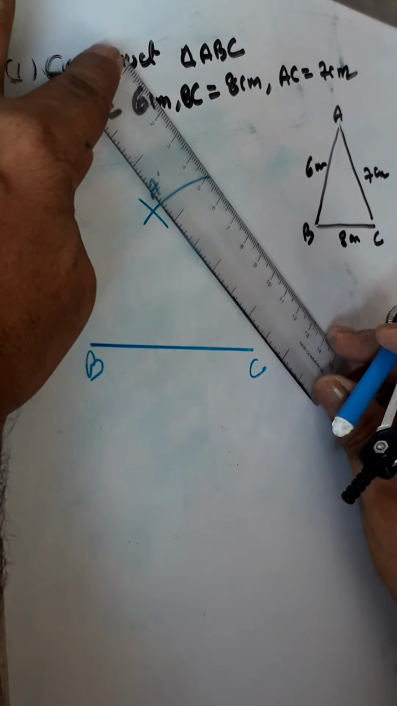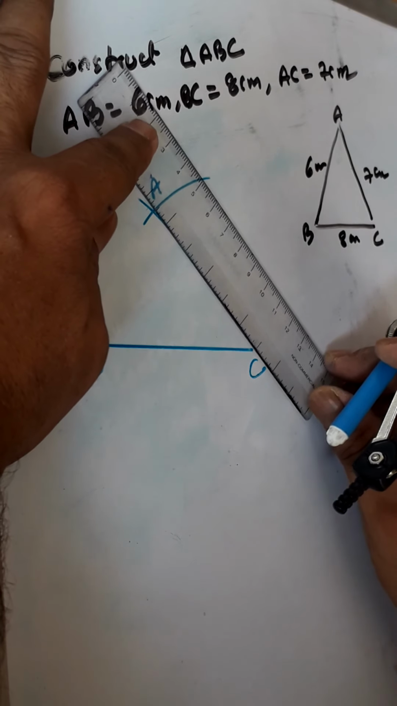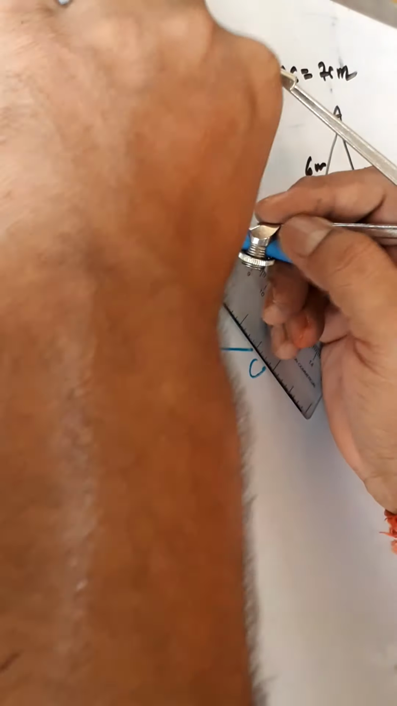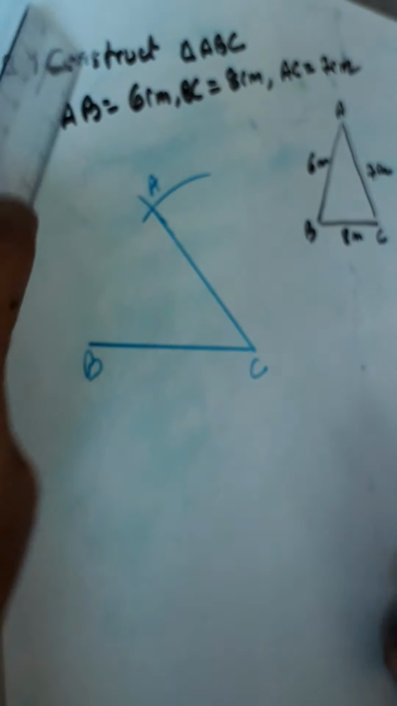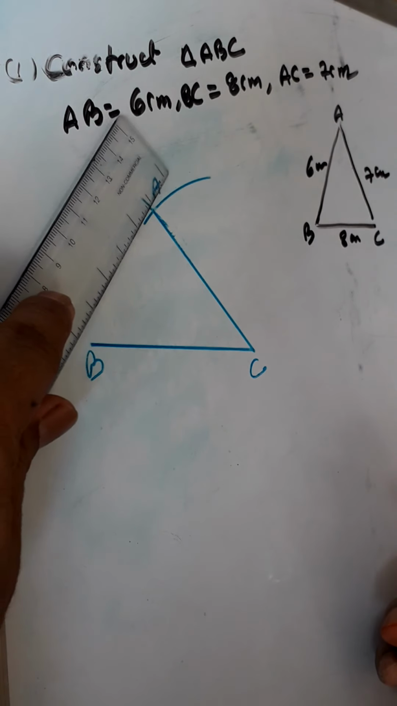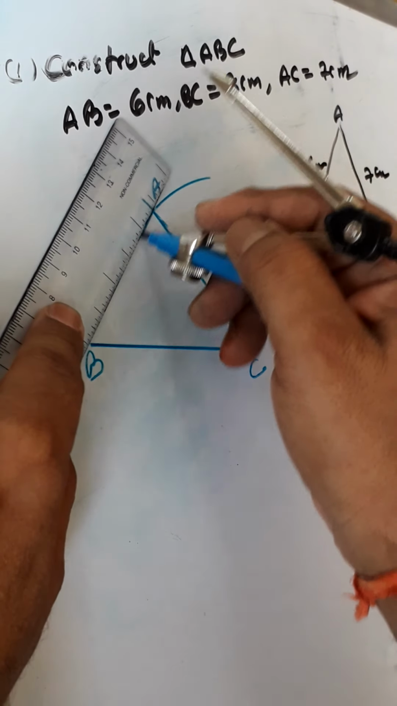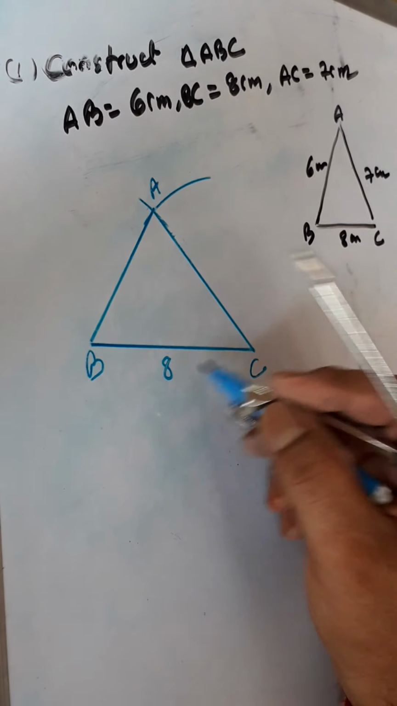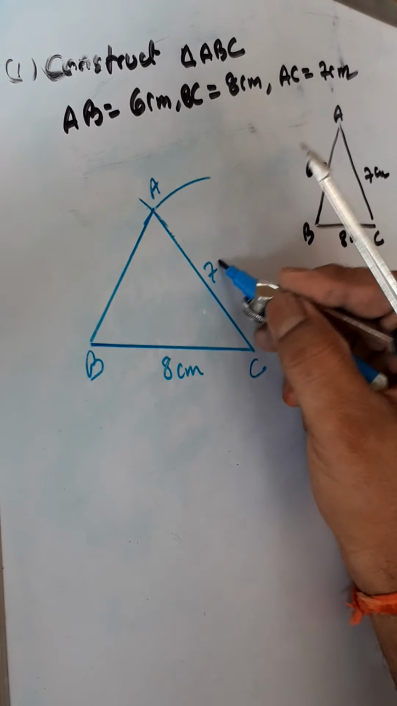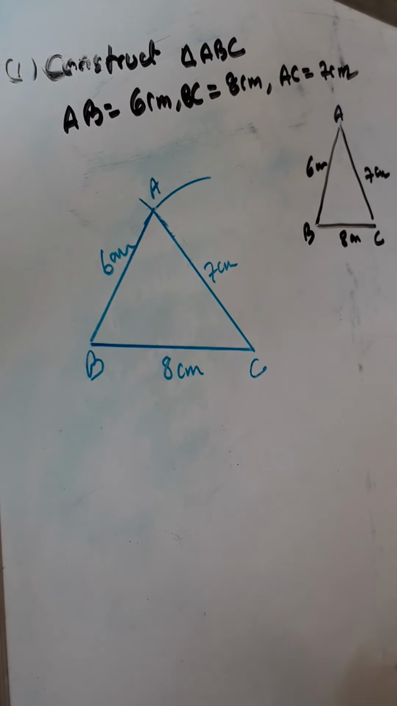We will join AC. Now we are going to join AB. This is the required construction where BC 8 centimeter, AC 7 centimeter, and AB 6 centimeter. Let us see another construction.